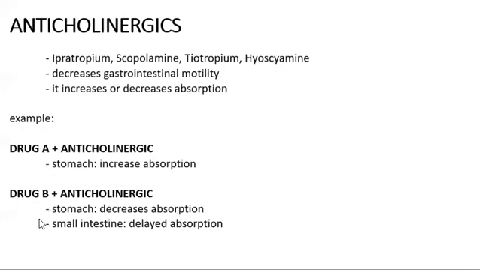Now, in the small intestine naman, so tapos na tayo sa stomach, in the small intestine, if drug B was kasabay na sa anticholinergic, in the small intestine, it will be delayed. The absorption actually is being delayed. Why? If the drug is enteric coated, for example, there will be a delay in absorption to reduce absorption of the drug since normal peristalsis or gastric motility is impaired. So, impaired na yung gastric motility mo.